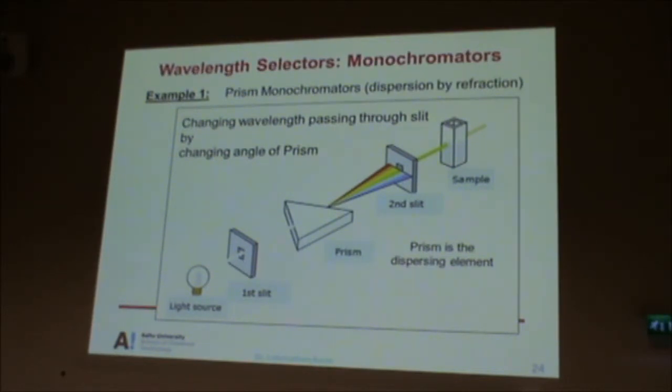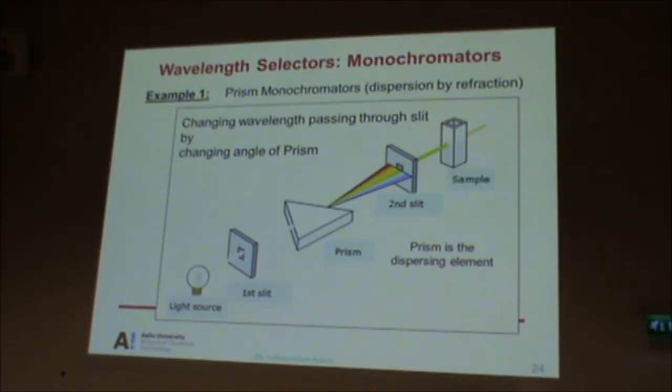Now you have white light coming through, and as I told you before, it disperses into various colors. There's a slit here and your sample is here. Let's say there is green light passing through the sample, and you want to send red light. What you do is you turn the prism by a certain angle so that the red now goes through the slit. So this is a wavelength selector where it's monochromatic because it splits up into various colors, and it's also a variable monochromator, where you can choose what wavelength you want. Now this is a classic example.